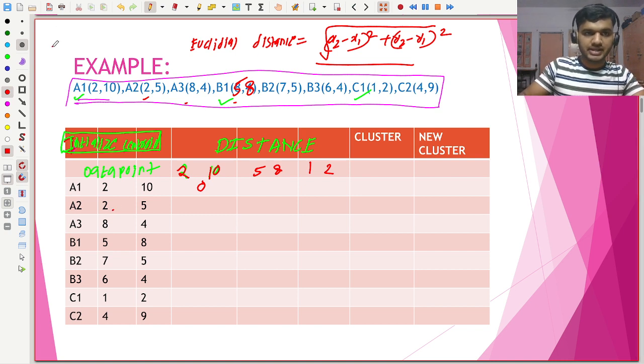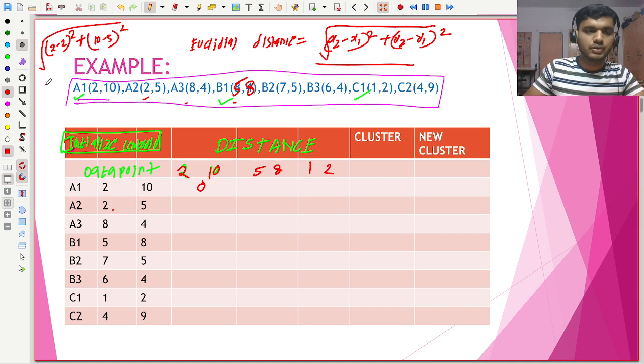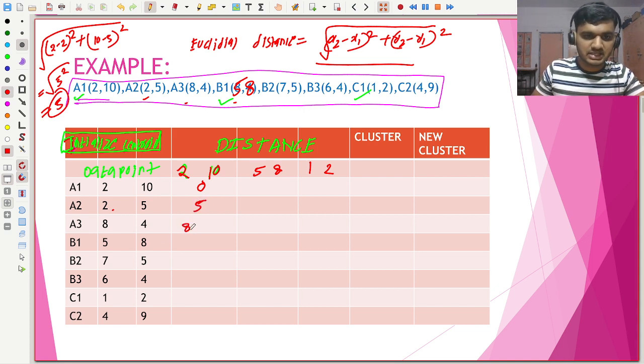If you calculate like this, (2 minus 2) whole square plus (10 minus 5) whole square, whole root. So it is equal to 0 plus 5 squared, that is the root of 5 squared, that is 5. So the distance will be 5. If you calculate like this, you notice the distance will be like this.